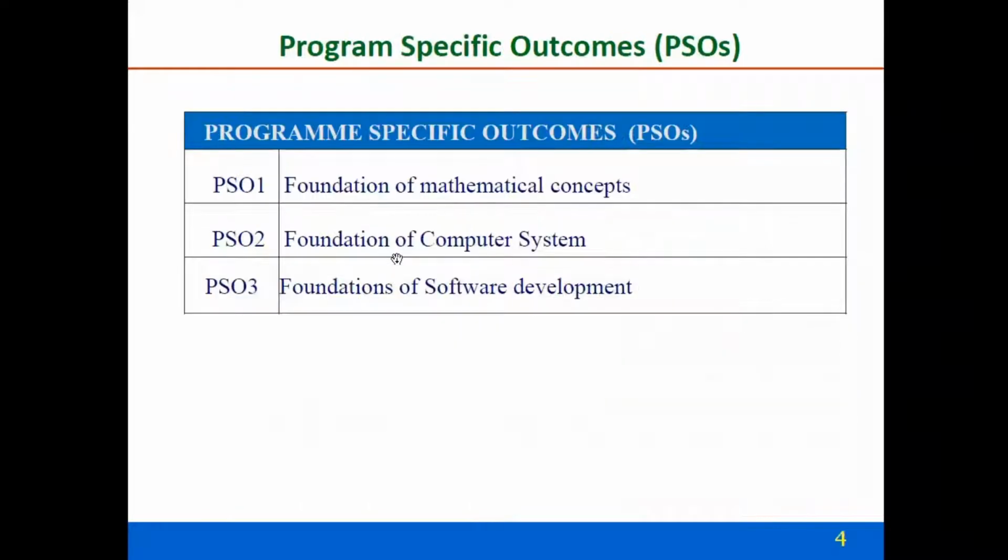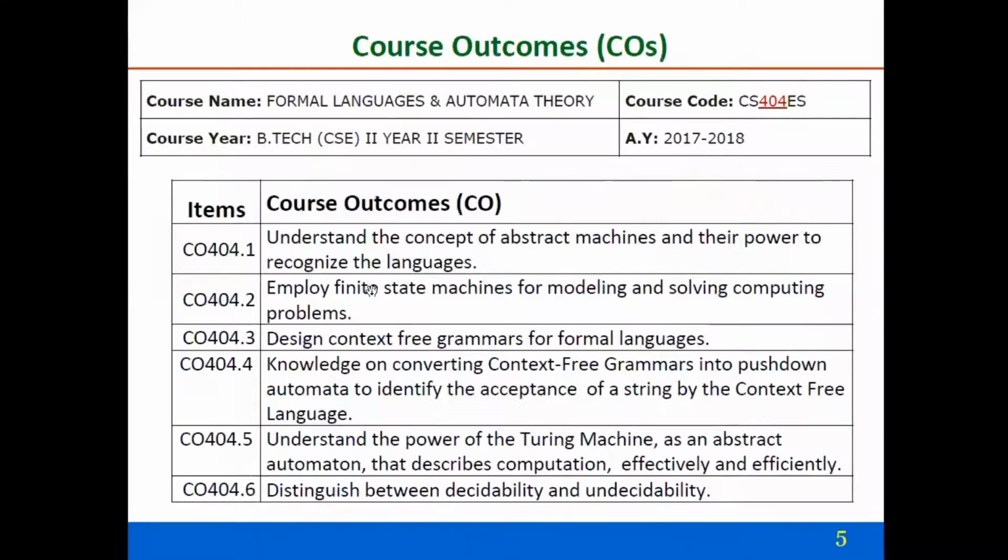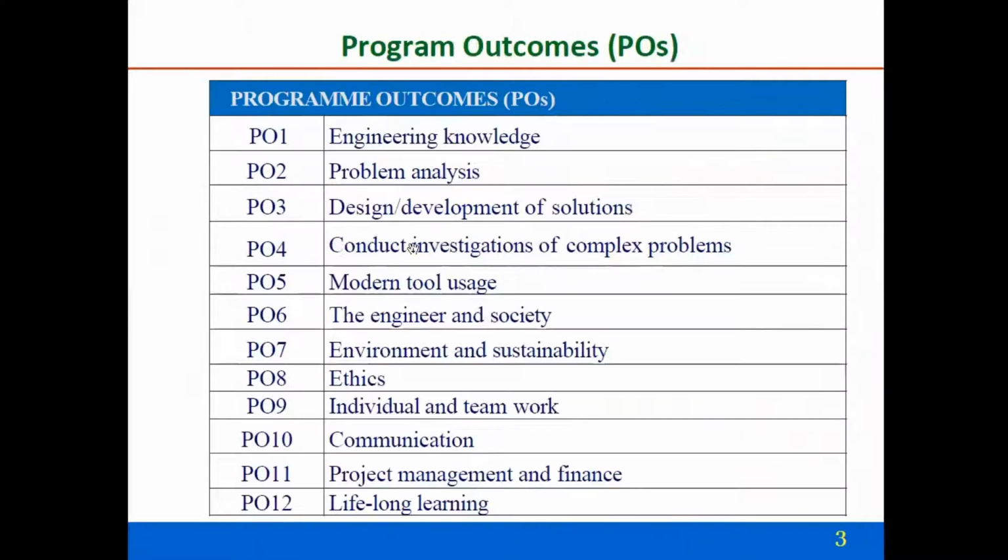So now come back here. Here what we mentioned is PO 1, 2, 3. PO4 is investigation for a complex problem, that's why we didn't include that. But 1, 2, 3 are compulsorily related to that particular course outcome 1.